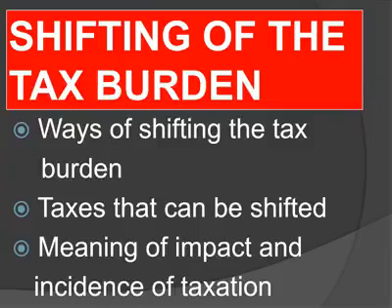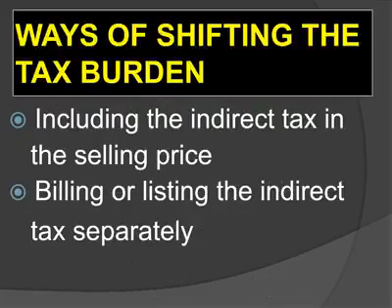So let's have a look at the concepts involving shifting of the tax burden. So there are different ways of shifting the tax burden. It's either that the taxes are directly stated on the invoice as part of the selling price or shown separately. We discussed that. And we already talked about indirect taxes. These are the only taxes that can be shifted. Then we'll have a look at the meaning of impact and incidence of taxation.